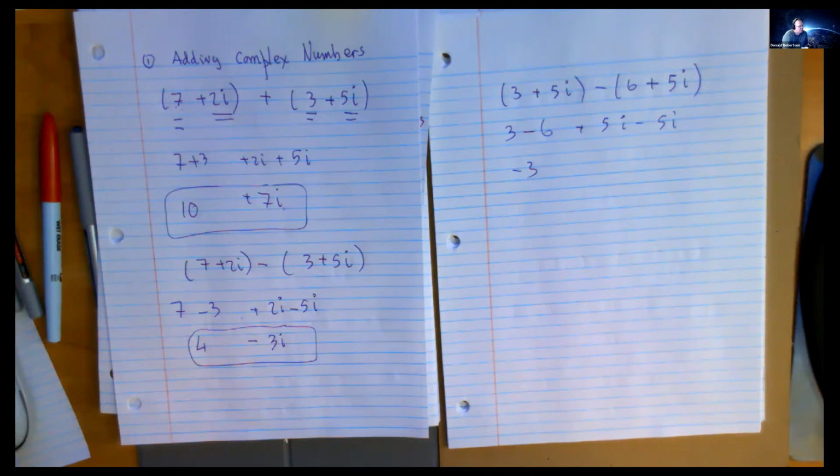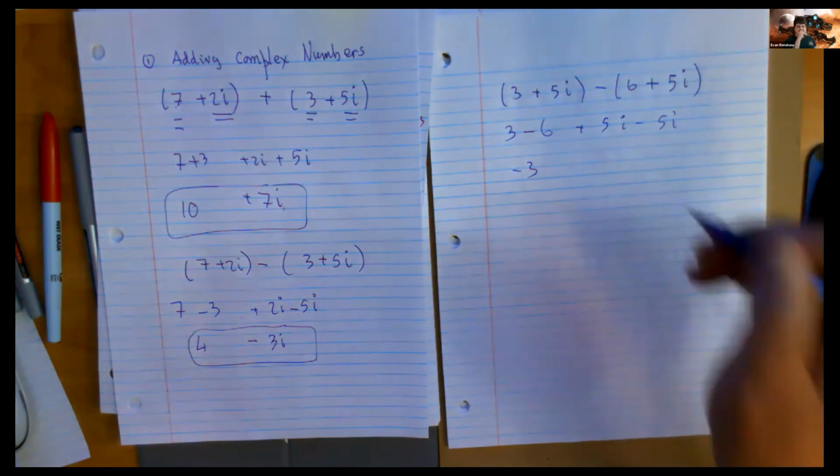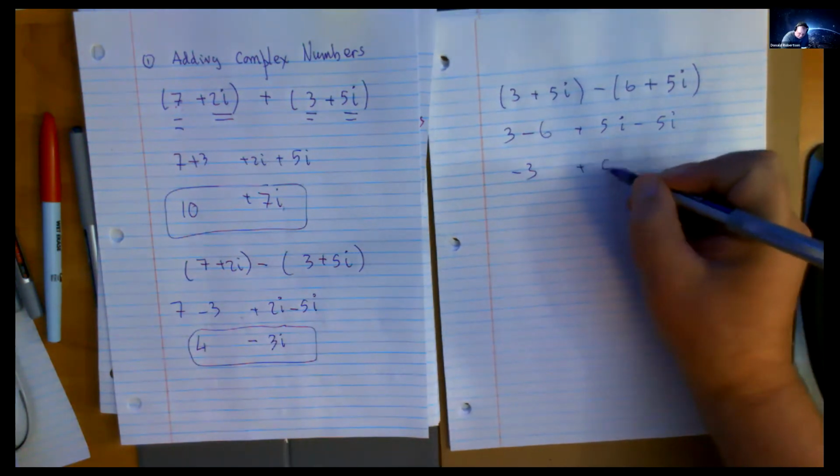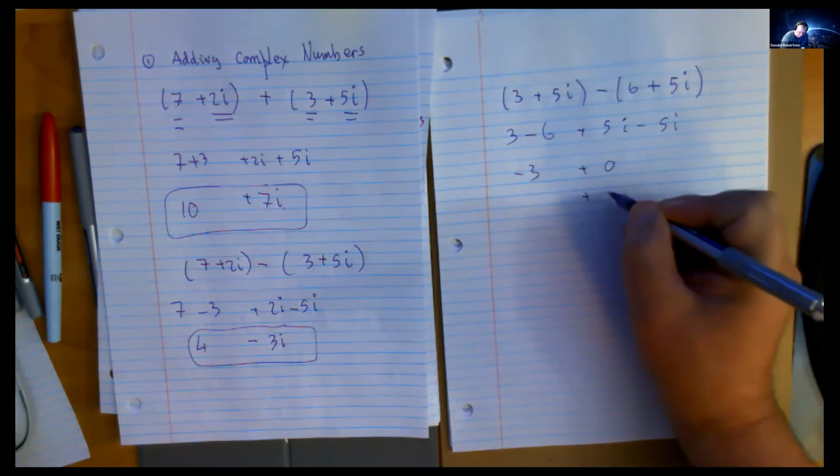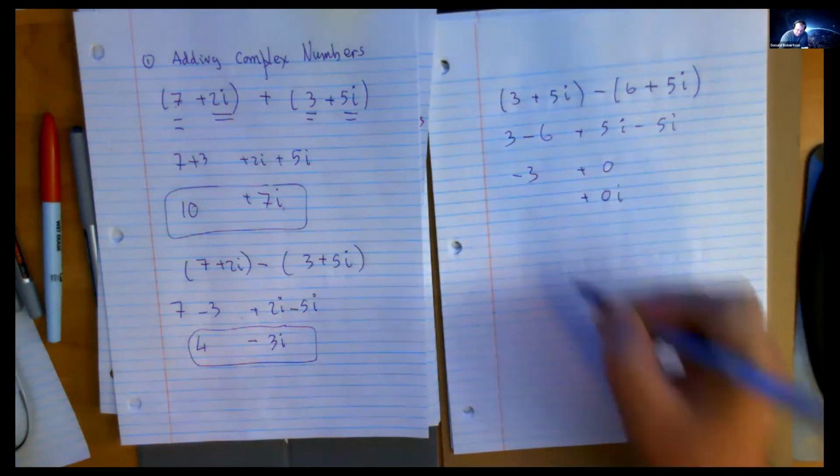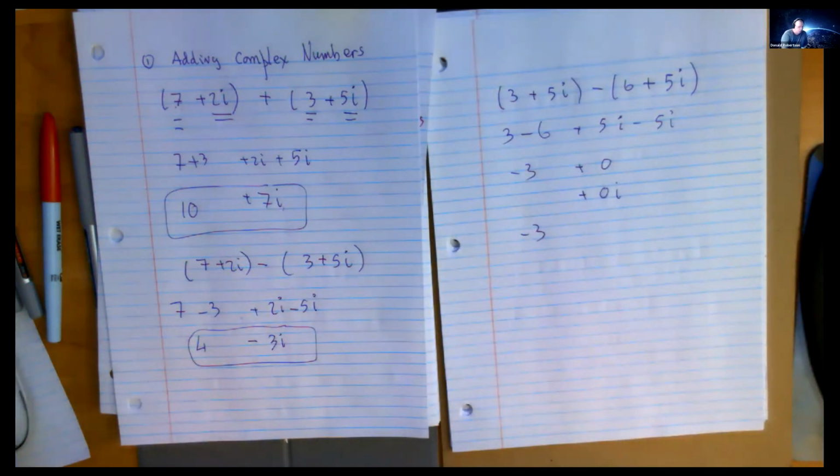I think there's two possible answers here, really. They're both the same, kind of, but one's good and one's not so good. Evan, what you got? 0. Yeah. Now, you could write 0. You could write 0i. Or you could just not bother to write anything. Agreed?